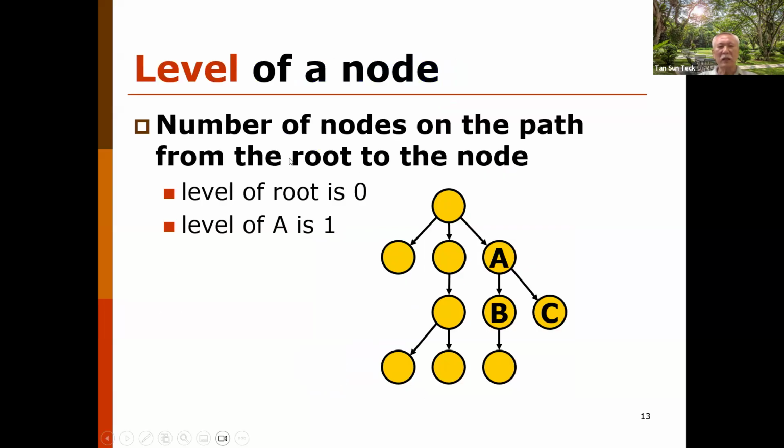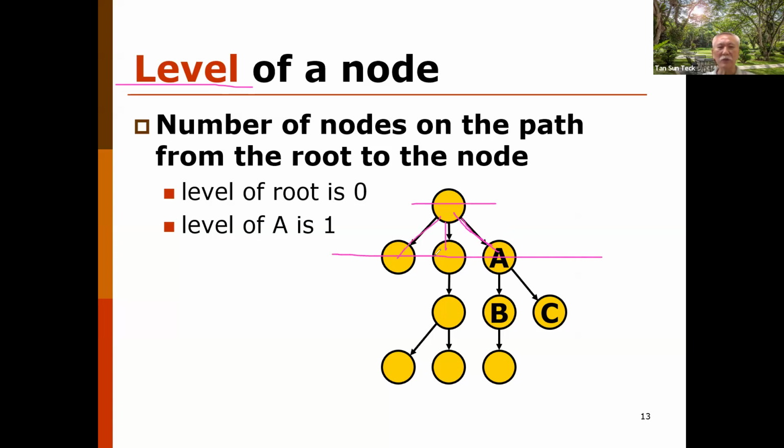Now we want to look at the level of the nodes in the tree. This is important because subsequently we want to do some calculations, like getting the height of the tree, and for that you have to use the level as the first definition. The level is the number of nodes on the path from the root to the node. This is the root node, so the path from the root to the root has zero nodes.